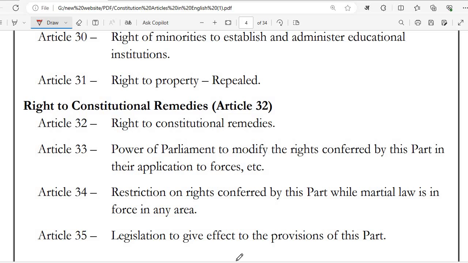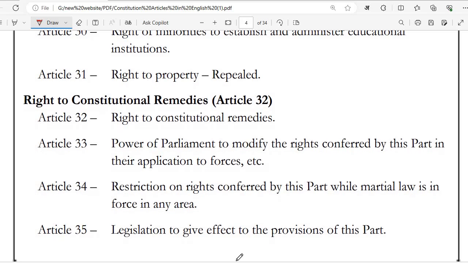And Article 35 says, legislation to give effect to the provisions of this part. It means whatever laws have been made by the Parliament, central government, to enforce the fundamental rights, they may be sustained forever whenever the Indian Parliament does not repeal them. Okay, this is Part 3. Absolutely, you should try to learn and understand in this way.